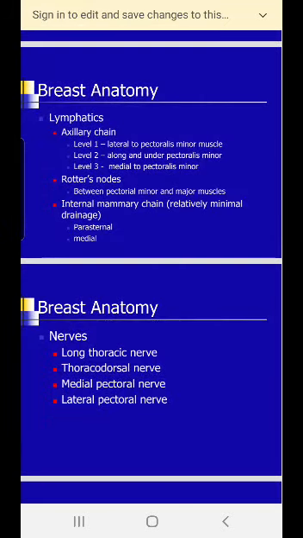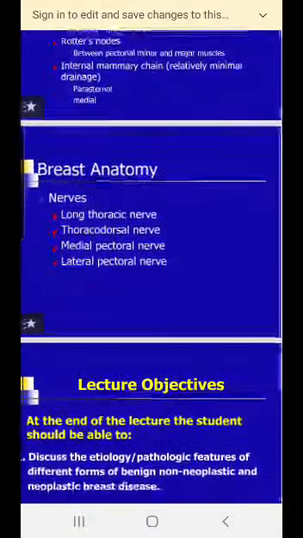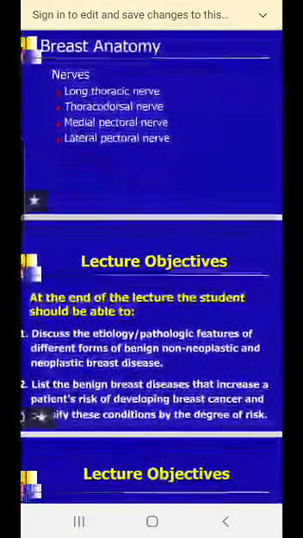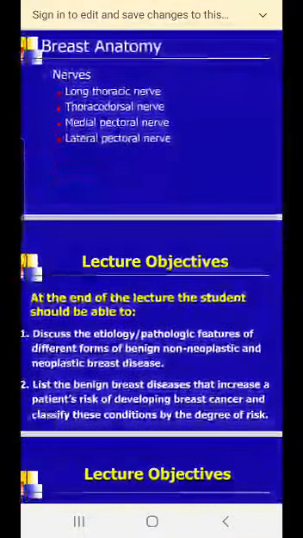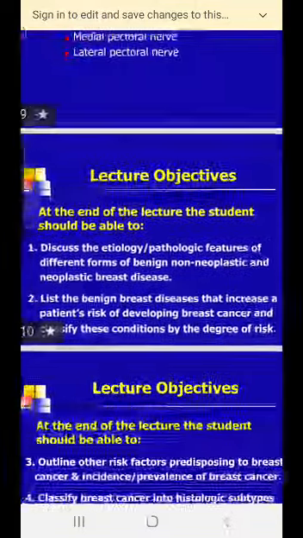So lymphatics, we have three levels of the lymph nodes: level 1 is lateral to the pectoralis minor muscle, level 2 is under the pectoralis minor muscle, and level 3 is medial. So the internal mammary chain is the one which drains it, and we have the nerve supply by the long thoracic nerve, thoracodorsal, medial pectoral, and the lateral pectoral nerve.